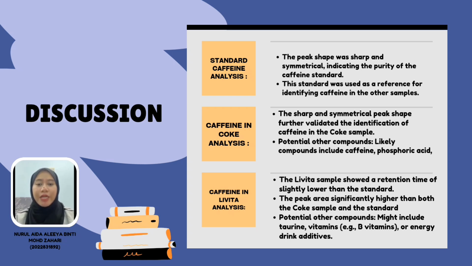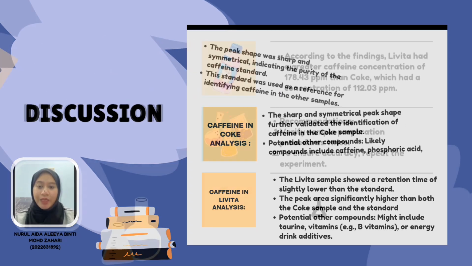Taurine is a common additive in energy drinks for its role in boosting energy and focus. Energy drinks frequently include B-complex vitamins, for example B6 or B12, which could show small peaks.